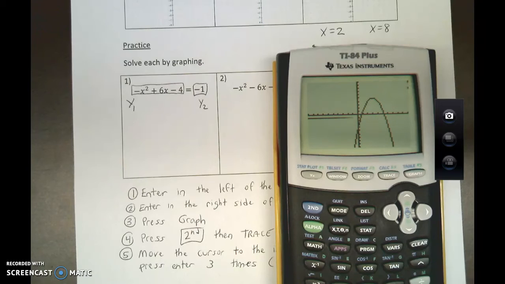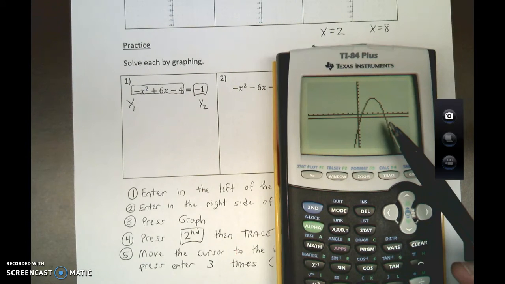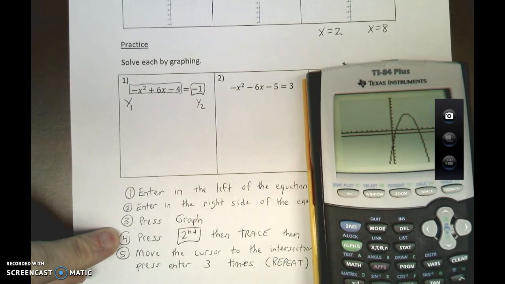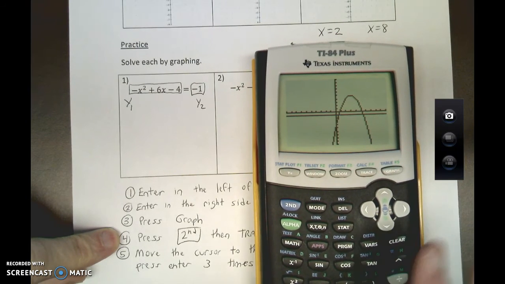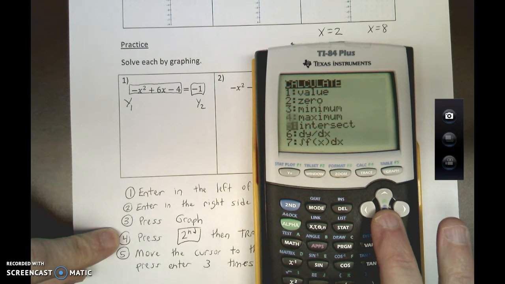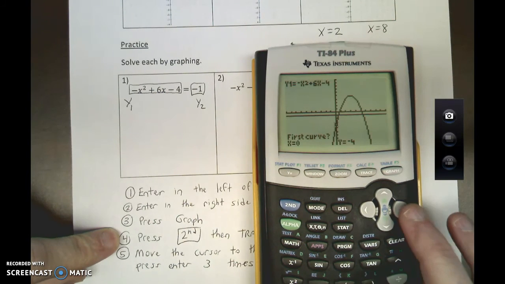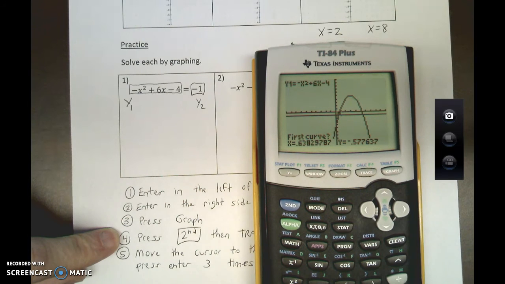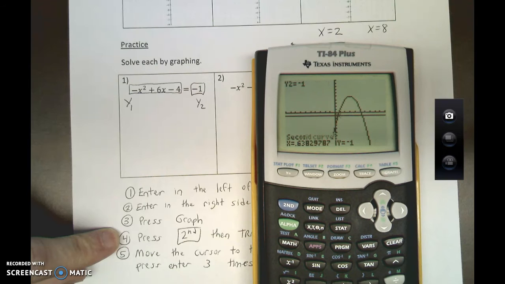So there's the graph of the quadratic, and then there's the negative 1. To find the intersection points, I'm going to use my calculator's trace function. So I'm going to follow my steps. I'm going to press second, then trace, then intersect. And now I just have to move that cursor as close as I can to the intersection point and press enter 3 times.